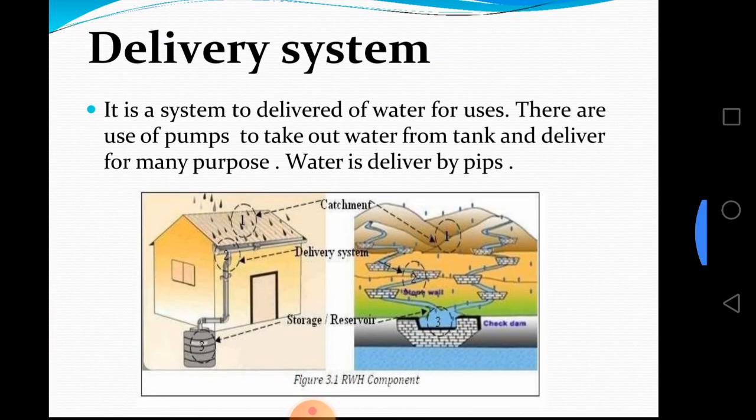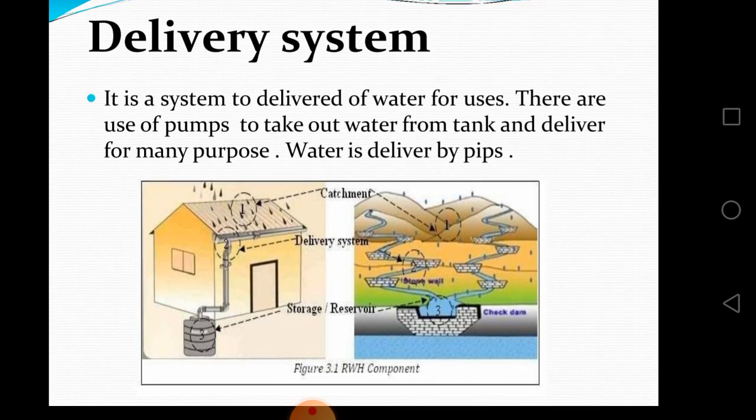And the delivery system: how can we deliver the water? It is a system to deliver water to users. Pumps are used to take water out of the tank and deliver it for many purposes. Water is delivered by pipes. After collecting, we should deliver the water, so there are uses of pumps.